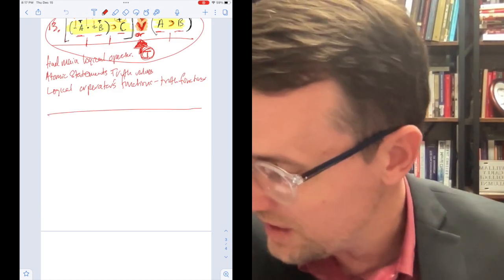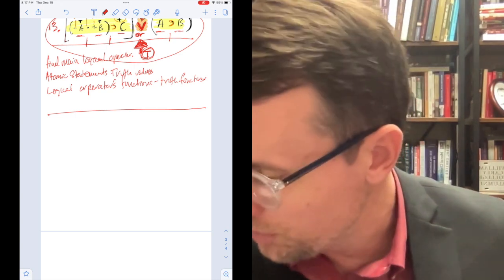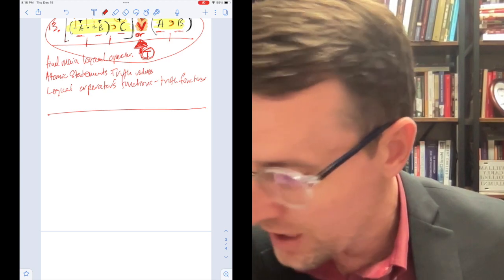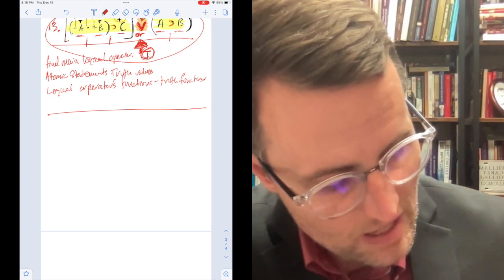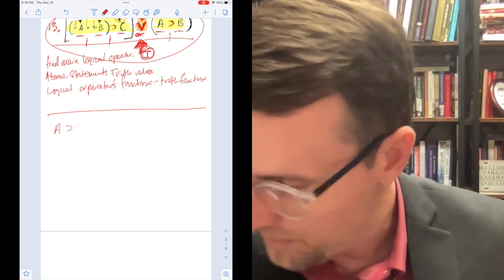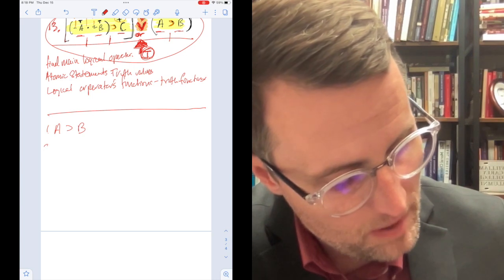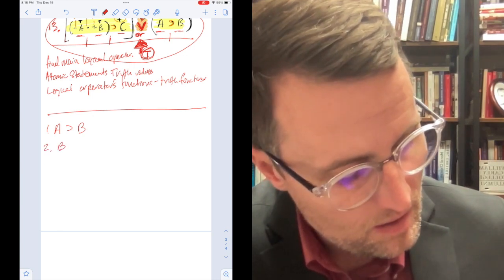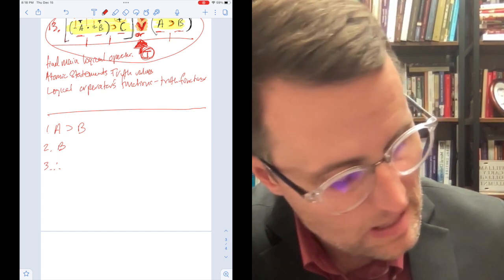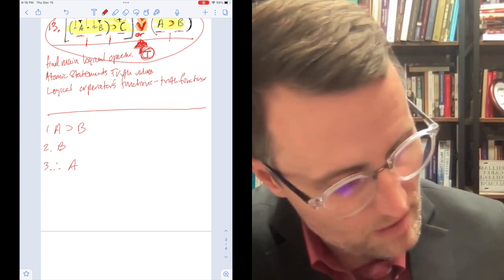If you want to see what I'm talking about, turn to page 69 in the textbook and look there at the bottom. And so we have an argument here, which is, it says A, if A, then B, B, therefore A. So that could be an argument that someone makes.